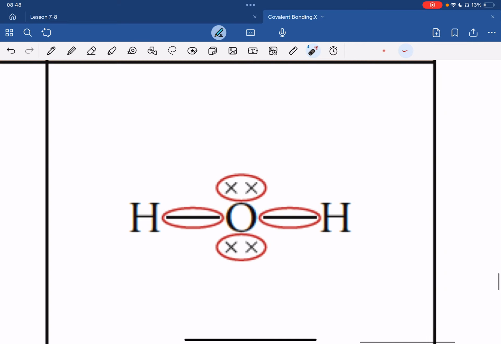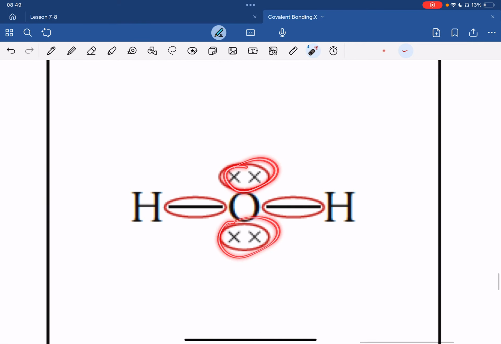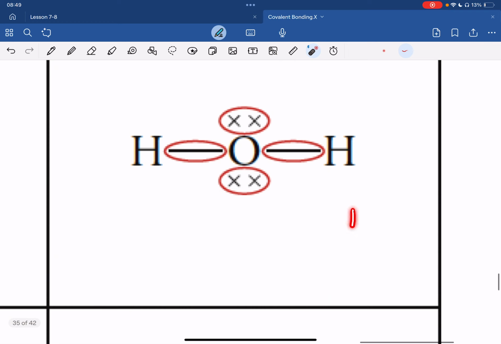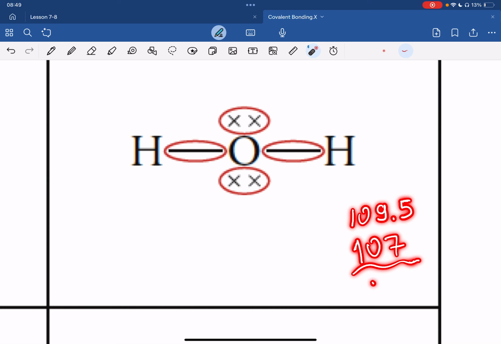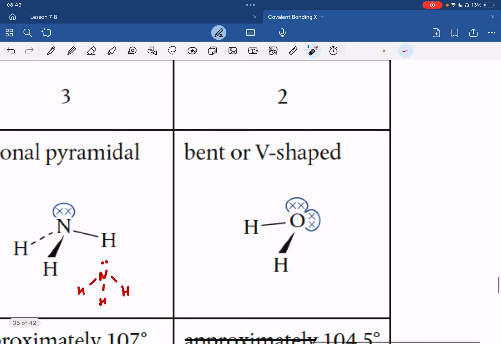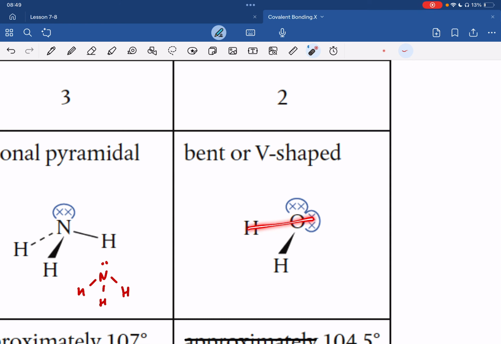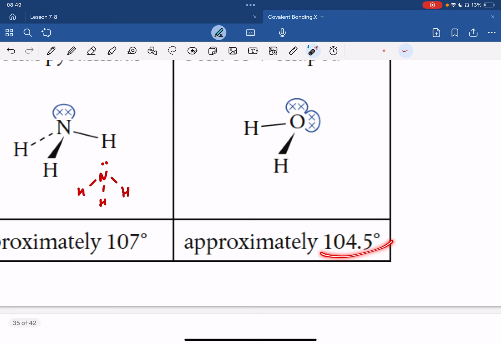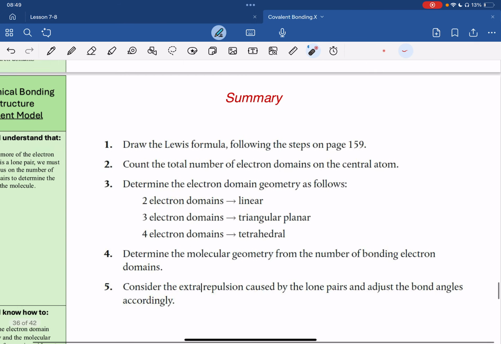Let's take this example, water, where we have two lone pairs. If all the bonds were 109.5, and we had one non-bonding pair, it becomes 107. You see it decreases by 2.5. Here we have two non-bonding pairs, so it's going to decrease 2.5 more. The angle should be 104.5. And you see it's a bent shape, and the approximate angle is 104.5.